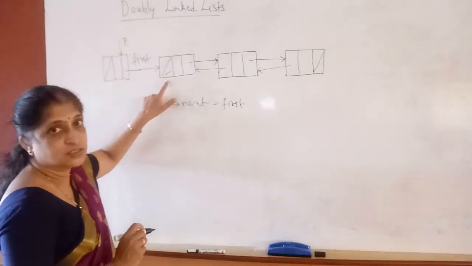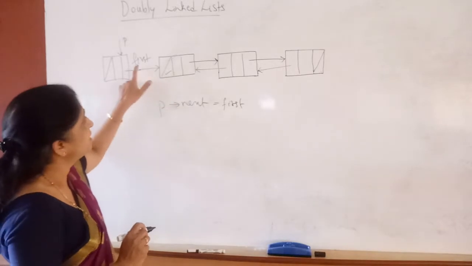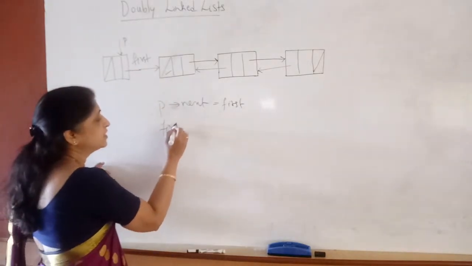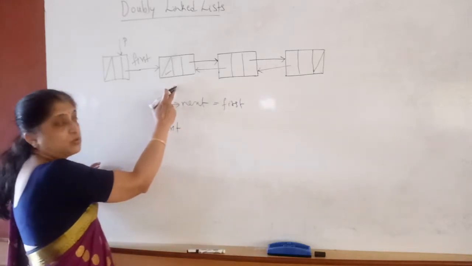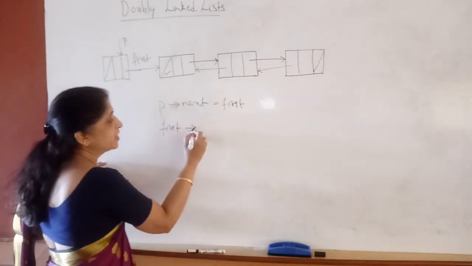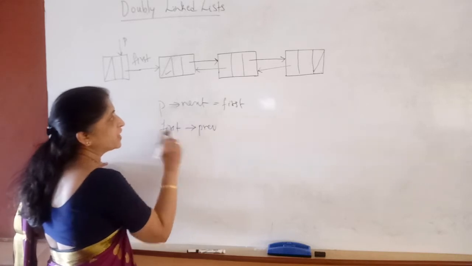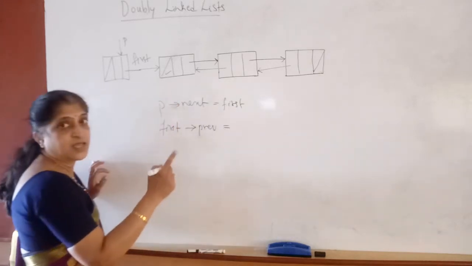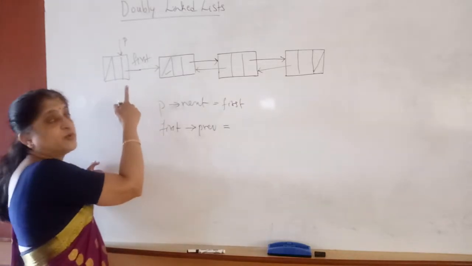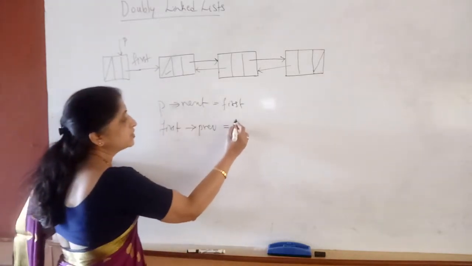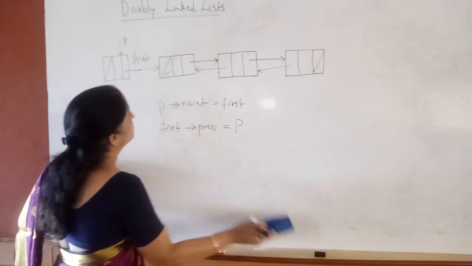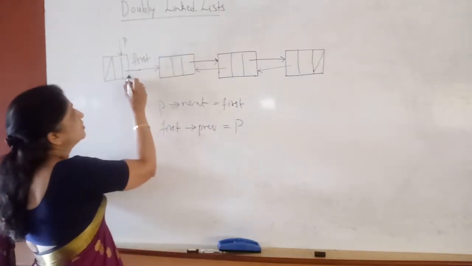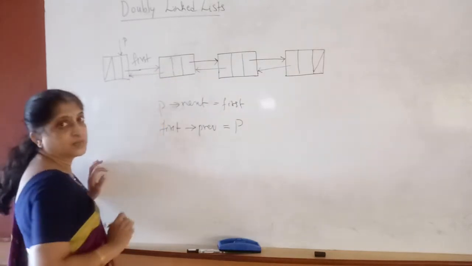Then how do I access this field? To access this field, I can write first previous. Currently first is pointing to this node, and I am trying to write into the previous field of that. So here I am writing first previous is equal to what? It has to point to the new node. A pointer to the new node is P. So I am writing P here. Now this current first node will be pointing to the new node here, like this.